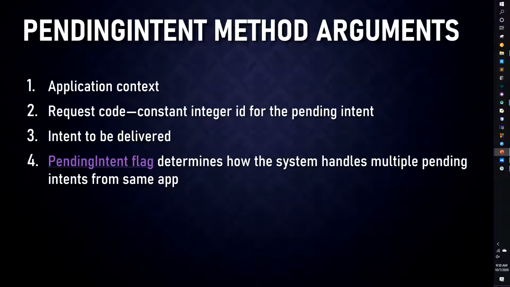So the pending intent method takes about 4 arguments. The first one is the application context, and also the request code. Here, the request code is some integer value. It's okay if you pass an integer value, but it's better to not use 0. If you use 0, this pending intent will not fire any notification. So you can use any number other than 0.